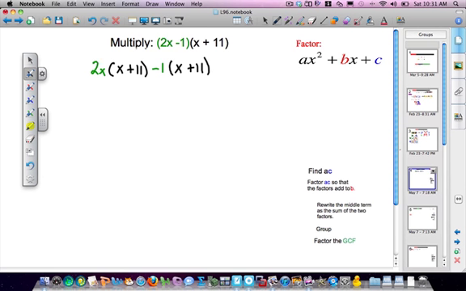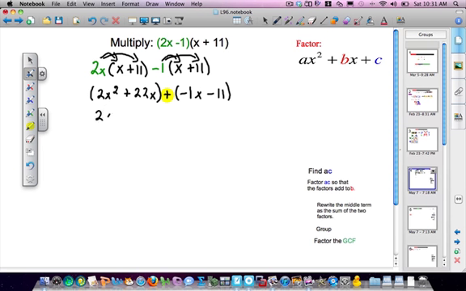Let's begin distributing. 2x times x yields 2x squared. 2x times positive 11 yields a positive 22x. Moving to the next term, negative 1 times x yields negative 1x. And negative 1 times a positive 11 yields a negative 11. Now since we are adding the two binomials together, we don't need the sets of parentheses. So let's rewrite the expression without the parentheses.